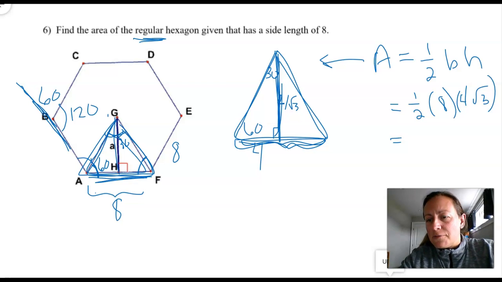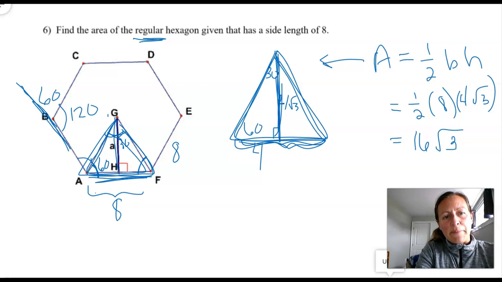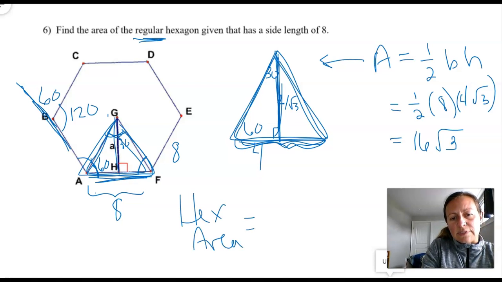so half of 8 is 4. 4 times 4 is 16. 16 radical 3 is the area of one of these triangles. Now this hexagon is made up of how many of those triangles? 6, right. So the hexagon area equals 6 times 16 radical 3.